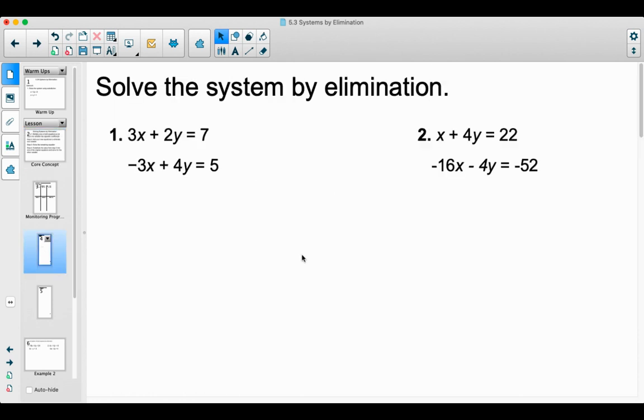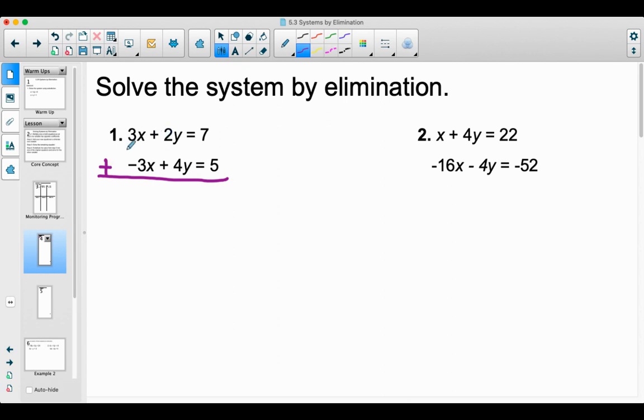Okay, so now let's practice our solving by elimination. So, step one, we want to make sure that your x and your y are on the same side of the equation. And if you look at question number one, they are. And then the first thing you need to ask yourself is if we add these two equations together, can something eliminate? Does x or y eliminate?